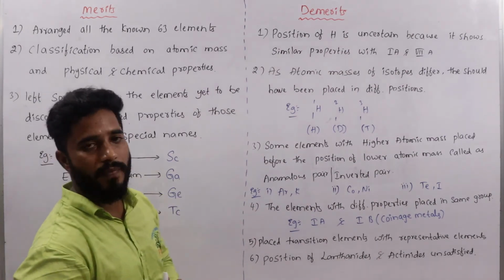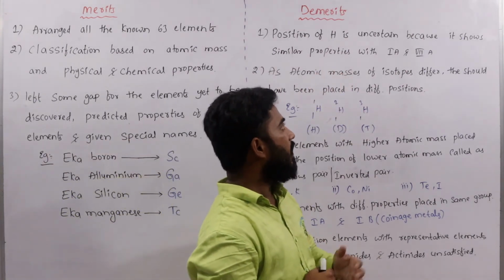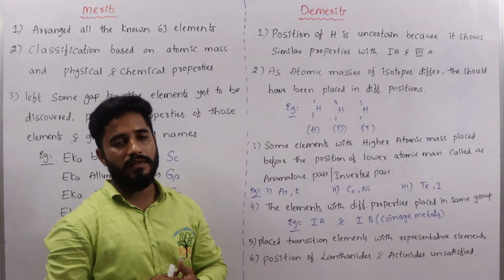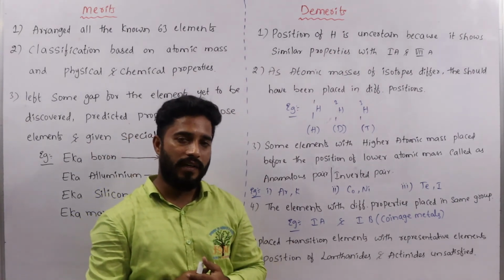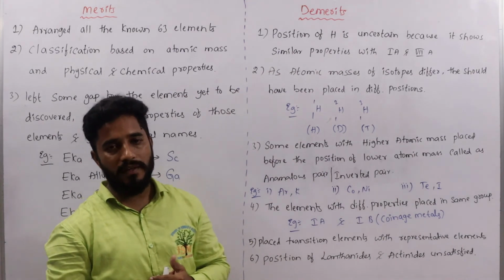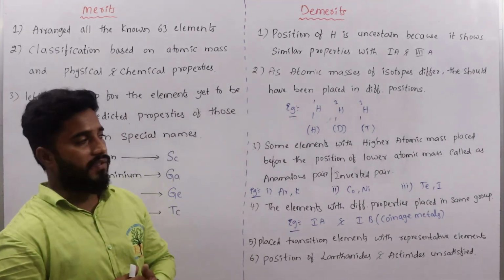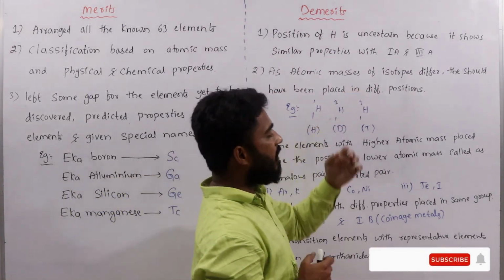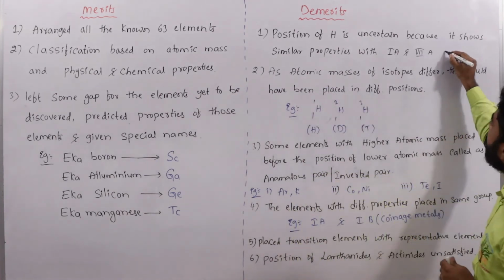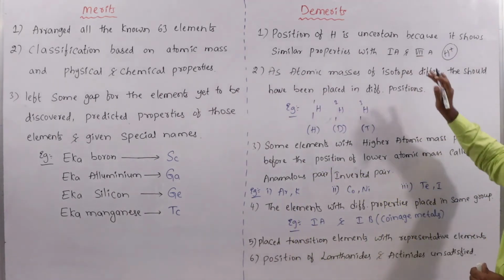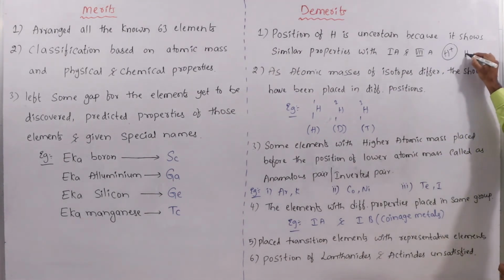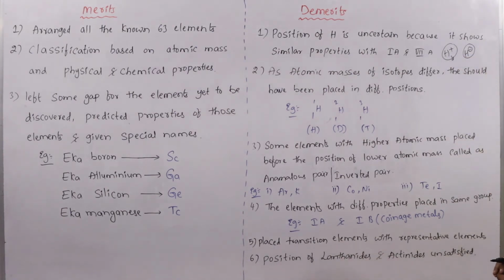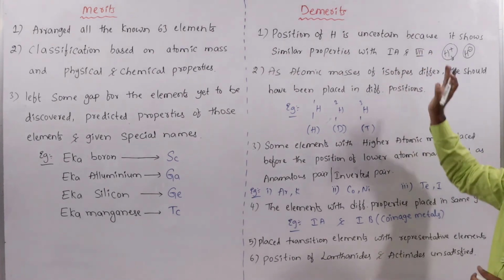Now the demerits. The position of hydrogen is uncertain. Hydrogen shows similar properties to first A group elements, the alkali metals, and to seventh A group elements, the halogens. According to the alkali metals, hydrogen exists as H plus, the proton. According to the halogens, it shows H minus, hydride. That's why the position of hydrogen is uncertain.